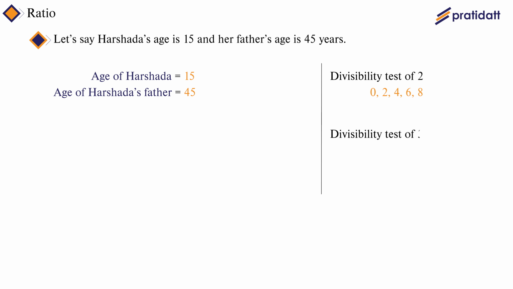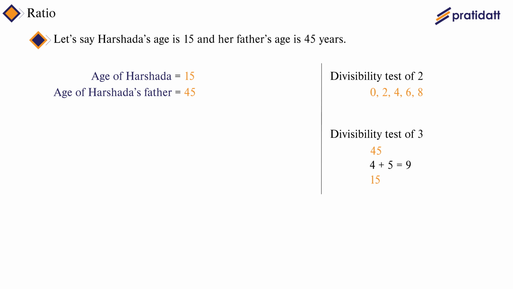Now let's try for 3. Again, recall the test. If the sum of all the digits present in the number is perfectly divisible by 3, then only the number will be divisible by 3. So let's try with 45. Here the digit in the unit place is 5 and in the tens place is 4. Now add both digits. 4 plus 5 is equal to 9. The sum is perfectly divisible by 3. Therefore, the number is perfectly divisible by 3.